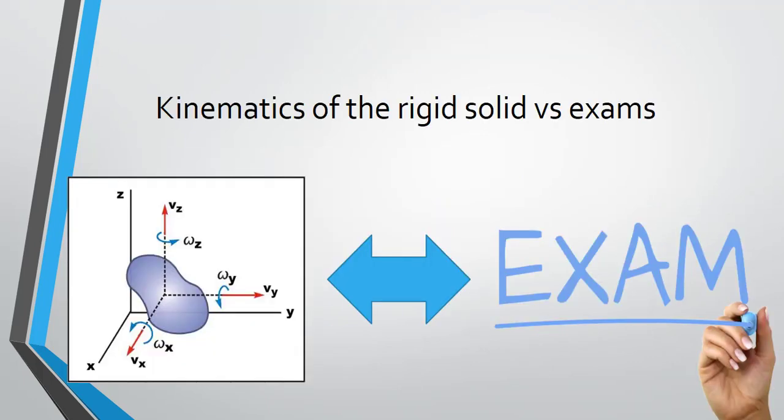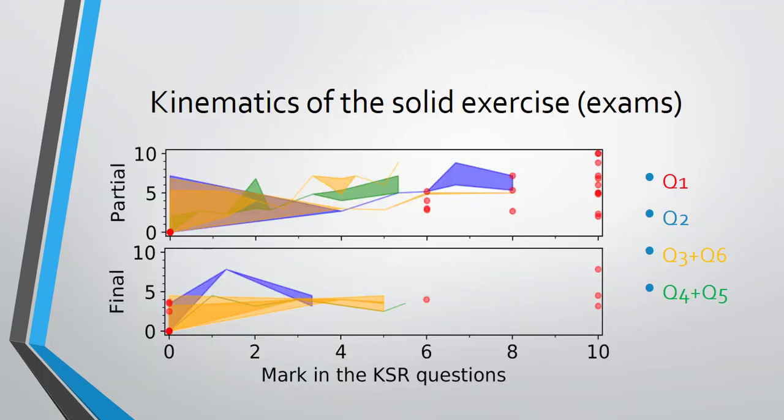We have also analyzed the marks obtained in the partial and final exams as a function of those obtained in the exercise for the rigid solid. And unfortunately, we have also seen, once again, no regular pattern. Once again, we see a very large dispersion in the data. The only conclusion that can be inferred from the figures is that a better mark in the rigid solid exercise usually renders a better mark in the exam.